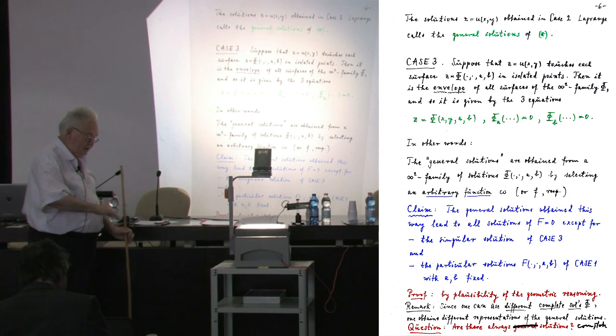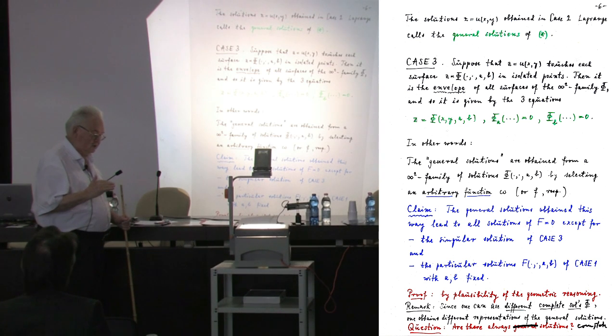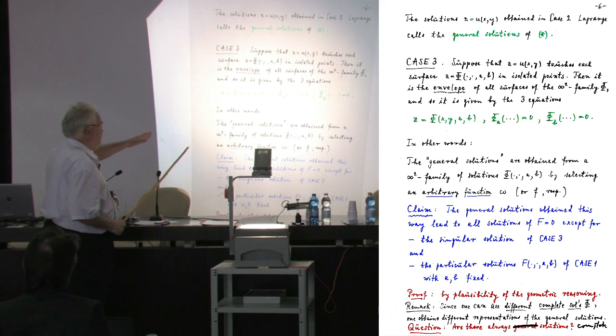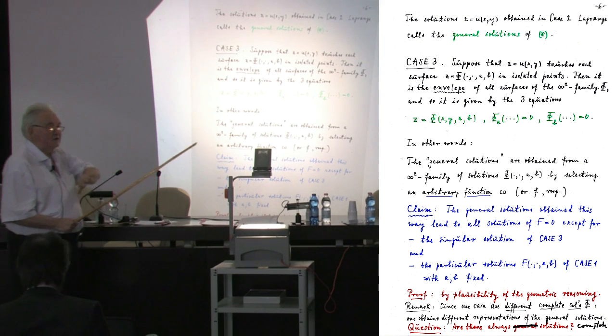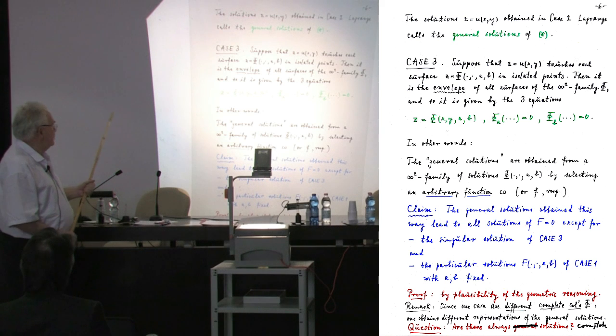So you have a particular solution, then you have solutions which depend on an arbitrary function f of a. This is what Lagrange calls the general solution. And then you have this singular stuff which touches all the elements in one or many discrete points.